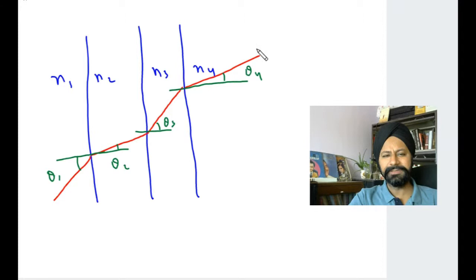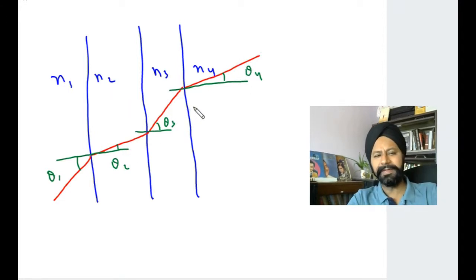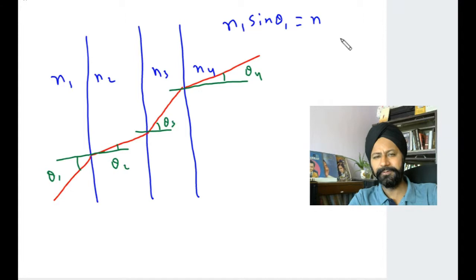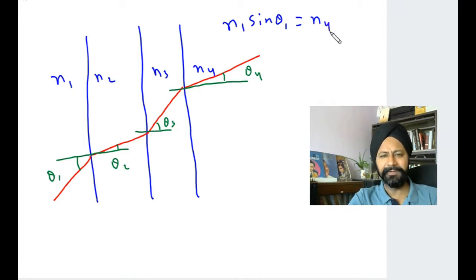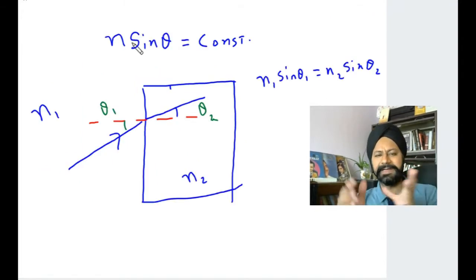So ultimately, if you just want to calculate this, you can bypass the media in between. So you can just say n1 sine theta 1 is equal to n2 sine theta 2 is equal to n3 sine theta 3 and so forth. So you don't have to consider those media in between. You can directly write n4 sine theta 4. So that is Snell's law. Snell's law is n times sine theta is a constant.